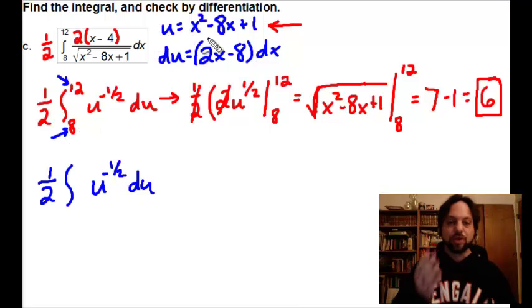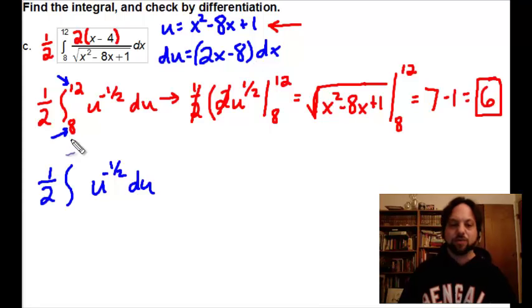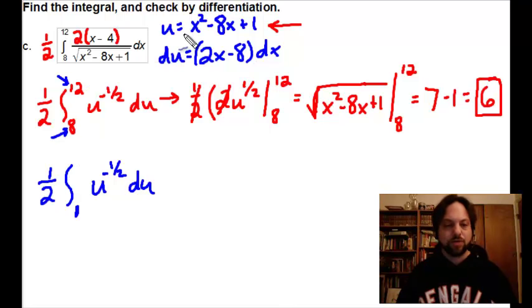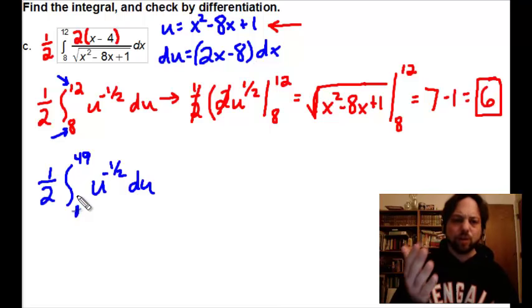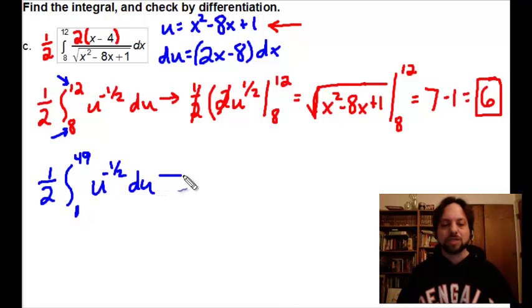Since we know that u equals x squared minus 8x plus 1, what would u be if x is 8? And clearly, if you run 8 through the u equation, 64 minus 64 plus 1, we get 1 as our lower bound in terms of u. And if we do it with the 12 on top, well, what we'll get then, 144 minus 96 plus 1, that's actually going to be 49. So it looks like we just made things worse. Instead of 8 and 12, we now have 1 and 49. Looks hideous, but watch what's going to happen here.